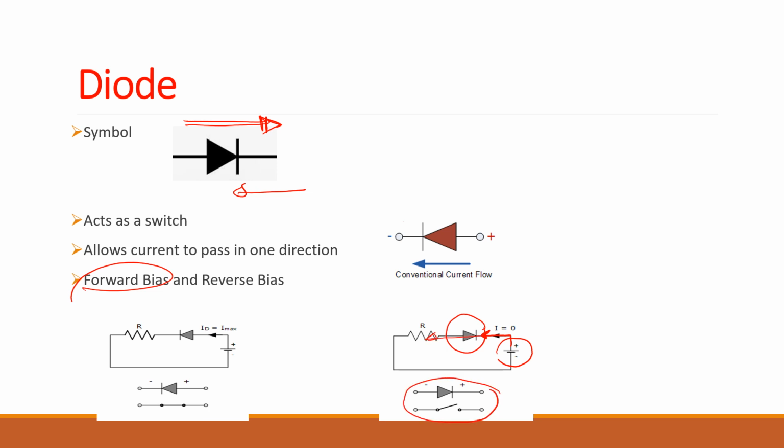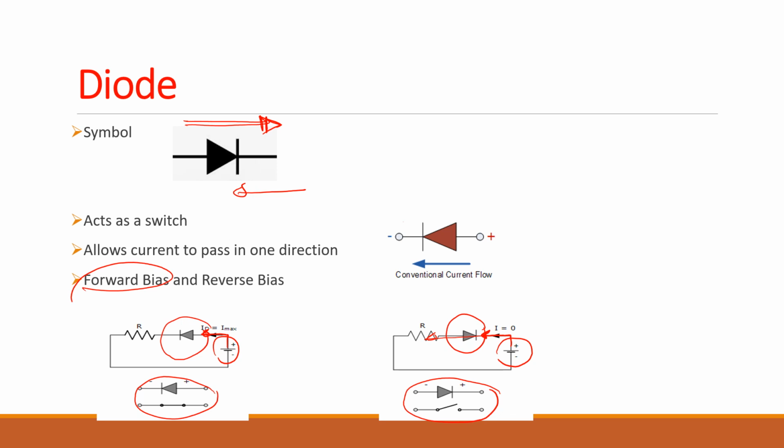Do you understand that? And here, if you look at this one, the current is going like this, like in the previous one, but the diode is in the forward bias, so it lets the current go through the diode. So it's like a closed switch. Any question up to here?